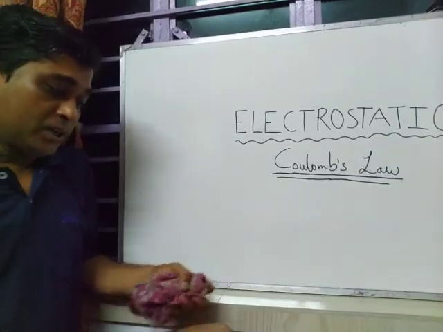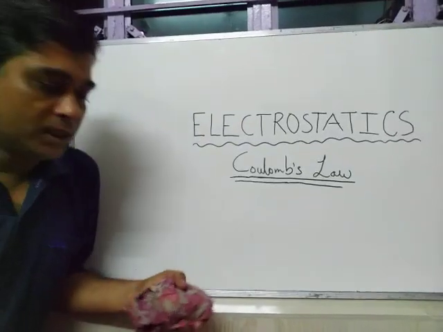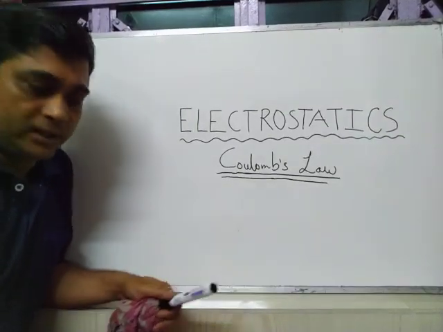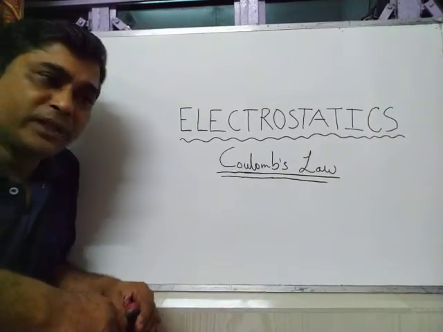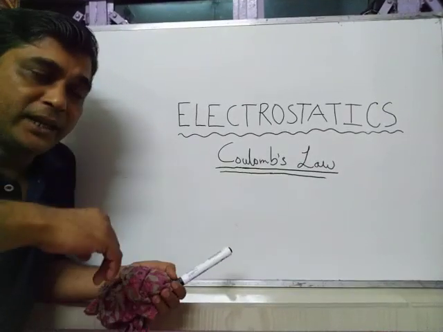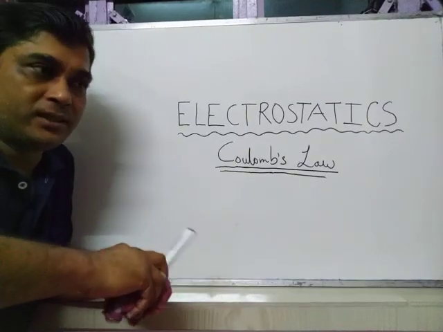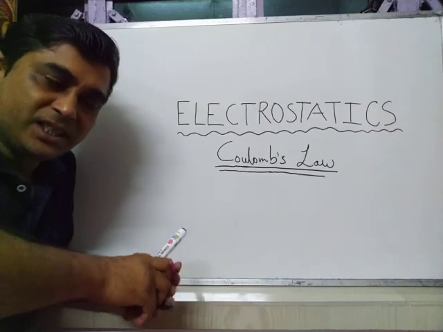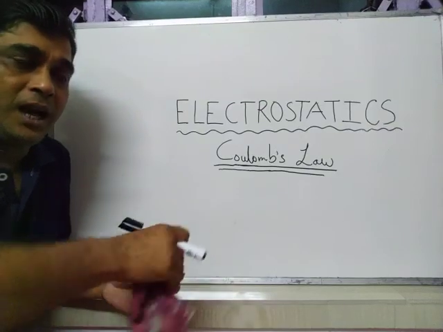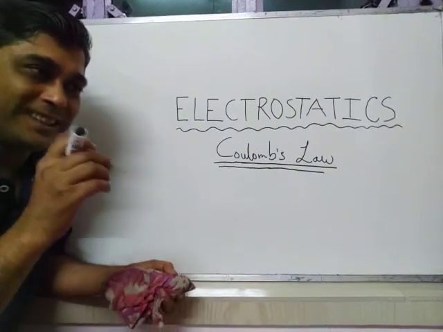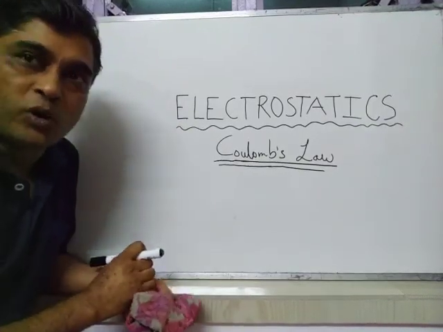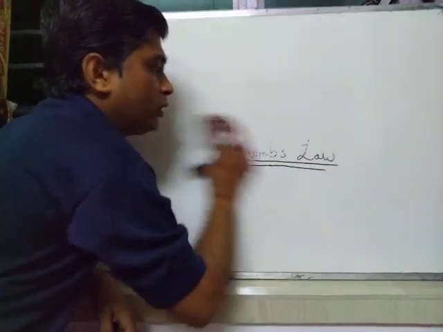So today I would like to discuss Coulomb's law in electrostatics. In your previous class you have learned so many basic laws in electrostatics, and you know that similar type of charges repel each other and opposite type of charges attract each other. How much force they exert on each other, this tells in Coulomb's law. So what is Coulomb's law?